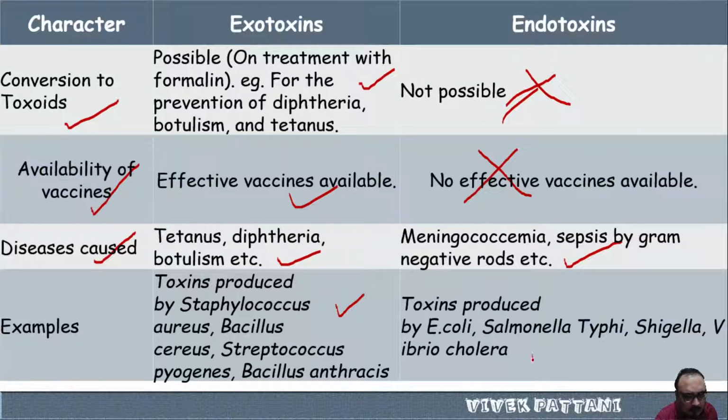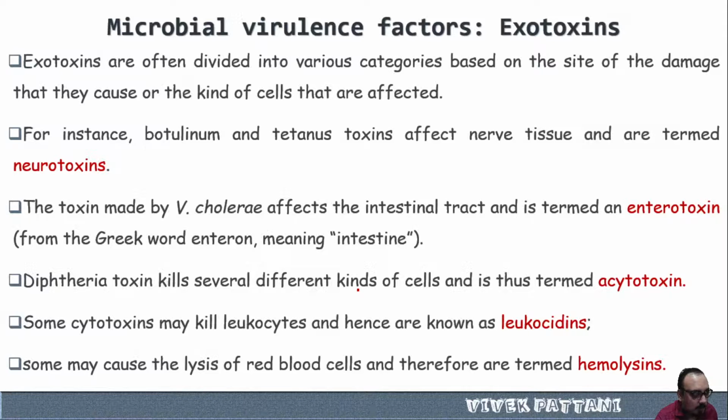And the bacteria which produce endotoxins are basically E. coli, Salmonella typhi, Shigella, Vibrio cholerae, etc. These are the examples of bacteria which produce exotoxins and endotoxins. So exotoxins are often divided into various categories. Please remember these definitions. These are important terms.